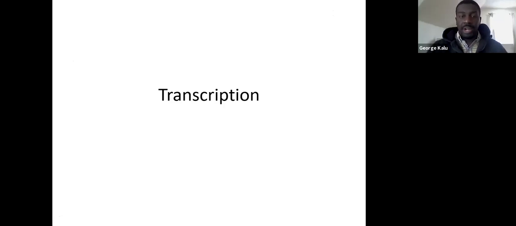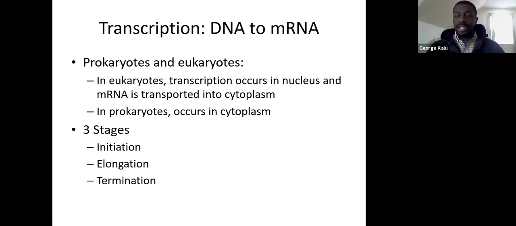Now we're going to get into transcription. Transcription is the process of converting a DNA molecule and helping us form a messenger RNA molecule, or mRNA. Now in prokaryotes and eukaryotes, this process looks a little bit similar, but it takes place in different locations.